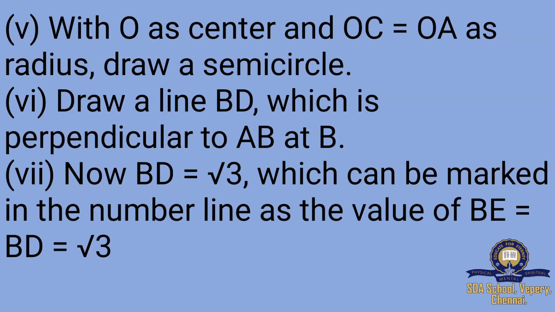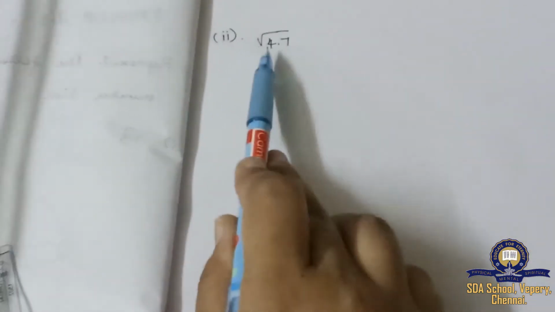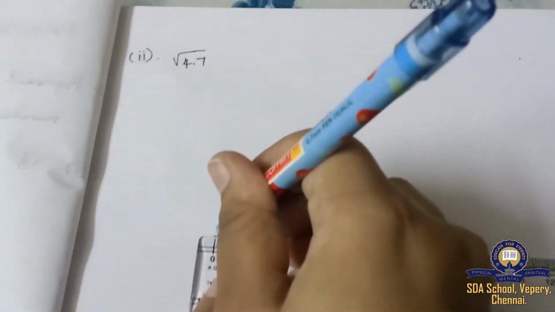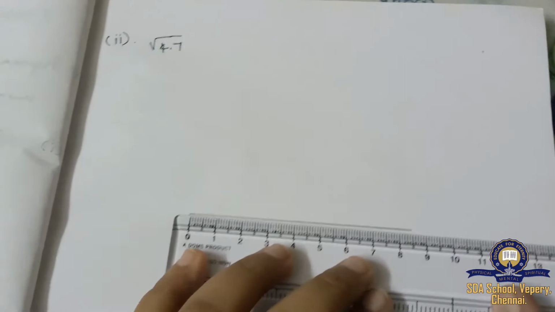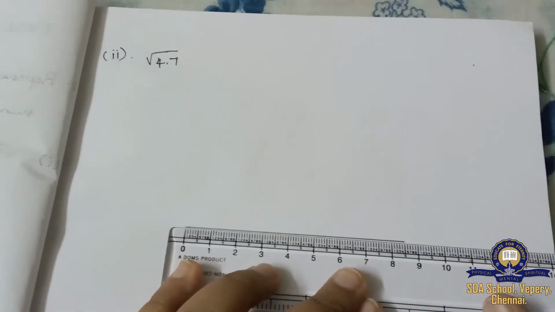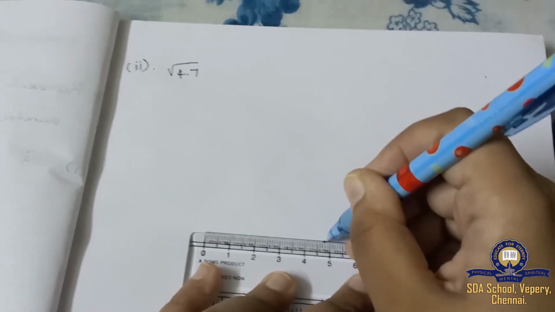Subdivision 2, you have to draw the number line for root 4.7. So how I do it is, I first draw a line of any measurement randomly. Next, from here I mark 4.7. What do I do? See, this is 4.5, 4.6, 4.7 is over here.